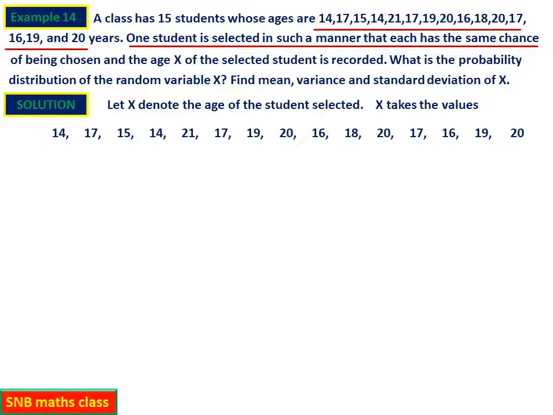One student is selected at random, but everybody is equally likely to be selected. So that means the probability of selecting every student is the same. Total how many students are there? 15. So this is important. Therefore probability of x will be equal to 1 by 15 for all values of x. So this is a very important thing.